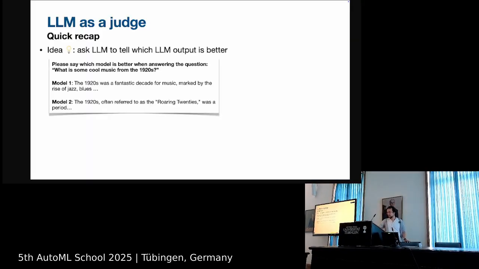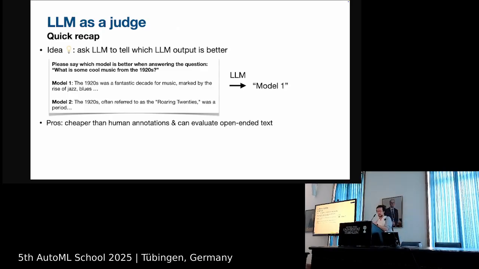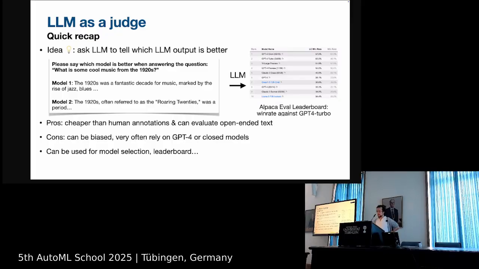judges. So again, an LLM as a judge is something that can score LLM outputs. And so you want the LLM judge to be cheap, and you want it to be accurate. You want it to be close to human annotation in a sense. But the downside is that LLM judges can be biased, and they often rely on closed models.